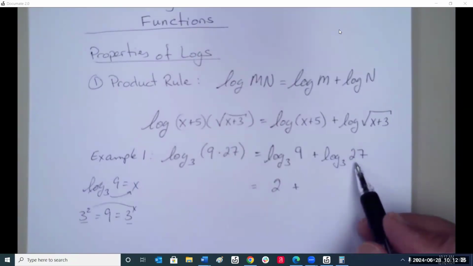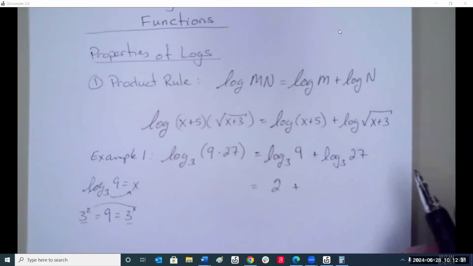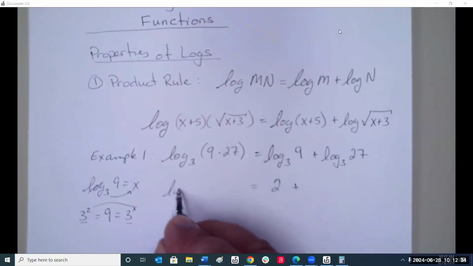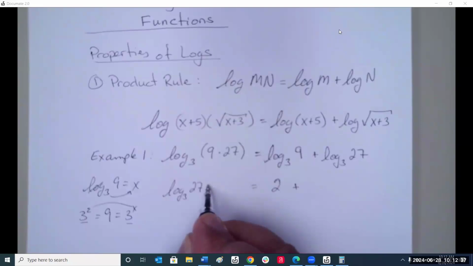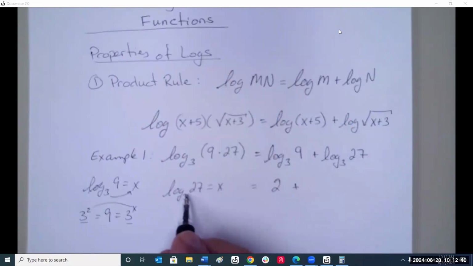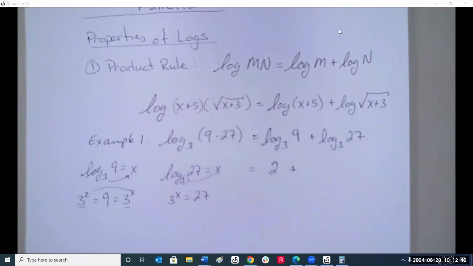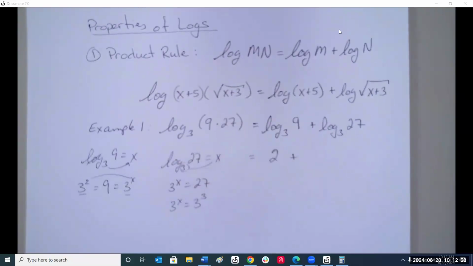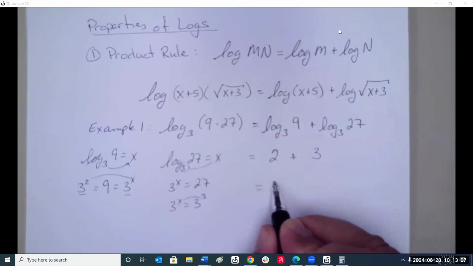Log base 3 of 27. So log base 3 of 27 equals x. So we have 3 to the x equals 27. 27 is made up of what? 9 and 3, and 9 is 3 times 3. So 27 is 3 to the third power. 3 times 3 is 9 times 3 is 27. So x is 3. So this one equals 5.